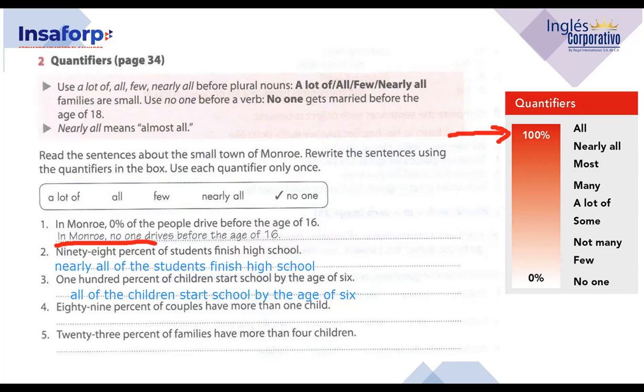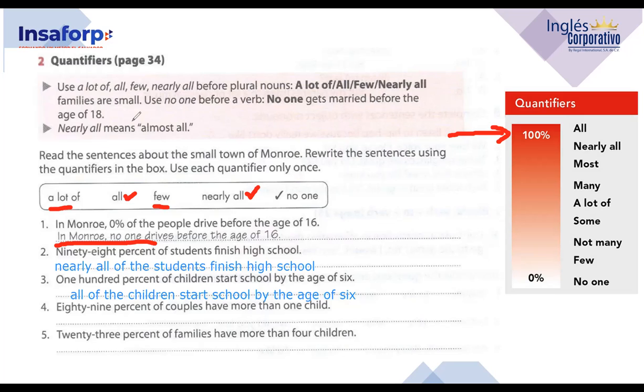Okay. Just because in the first one we have no one. In the second one we have nearly all. In the number 3, we have all. So that means that the answer lo tengo dos. A lot of and few. Okay? So that's what I have based on this one. Okay, Irma.